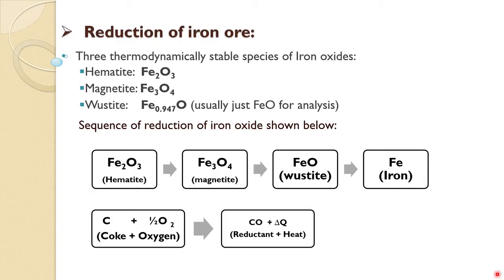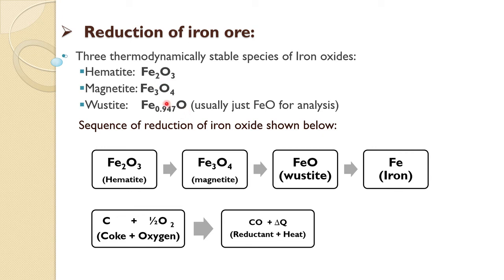So, we talked about 4 system of important in the blast furnace. Now, we will talk more about the reduction of iron ore, and as you can see, hematite and magnetite, these are the two most stable phases of iron oxide.